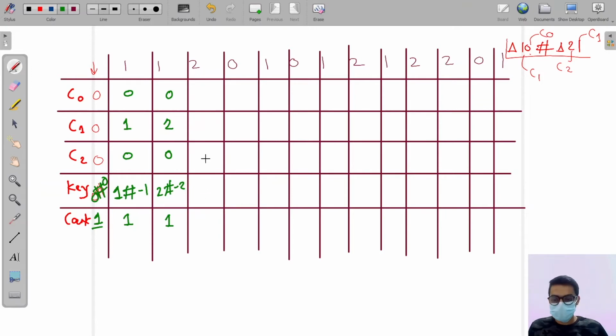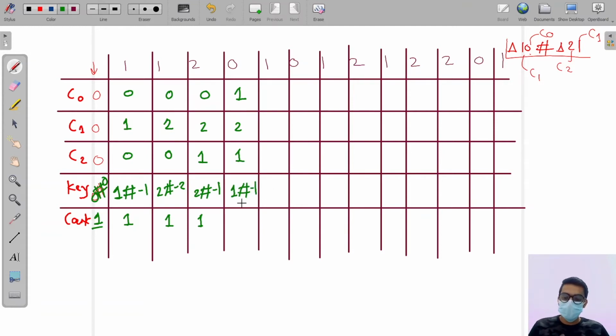Now 2 appears, so we increase the count of 2 to 1, and the others are the same as before. Again we find the key: 2 minus 0 is 2, and 1 minus 2 is minus 1. Does this key appear for the first time? Yes, it does. Now 0 appears here, so we increase the count of 0 to 1, and the others are the same as before. Again finding the key, that is 1 minus 1 is 0, and 1 minus 2 is minus 1.